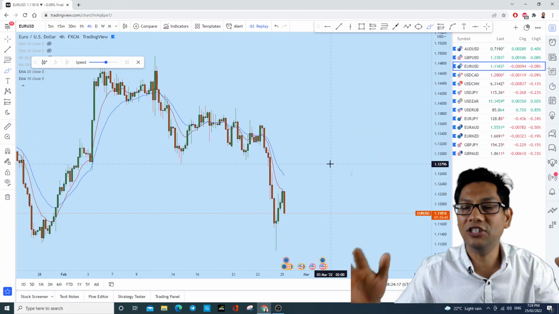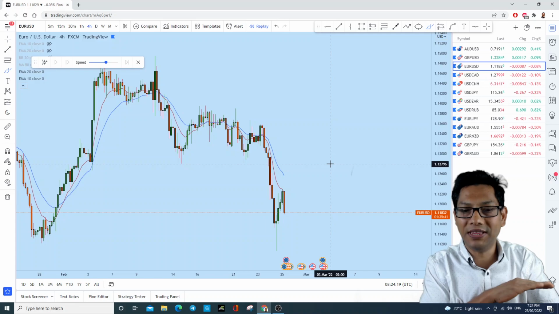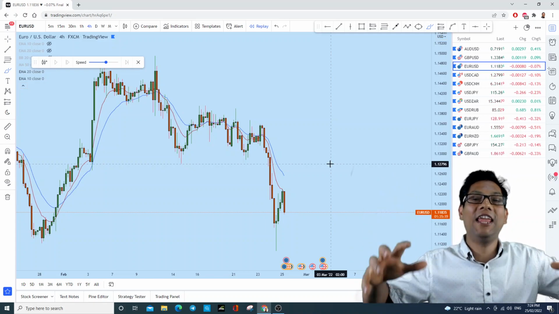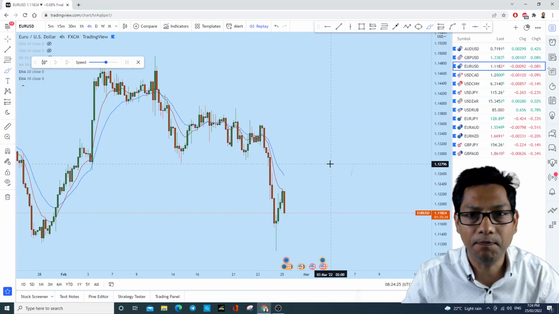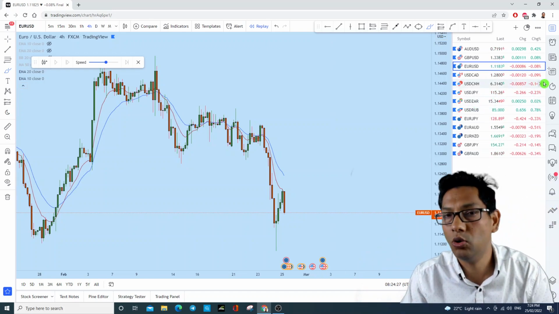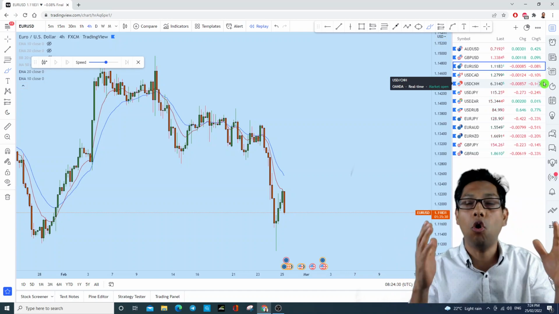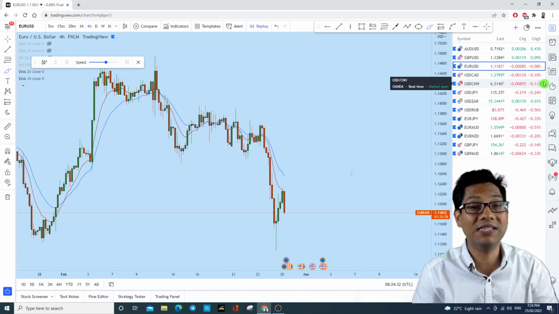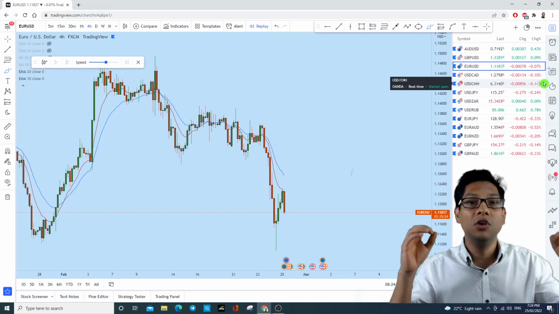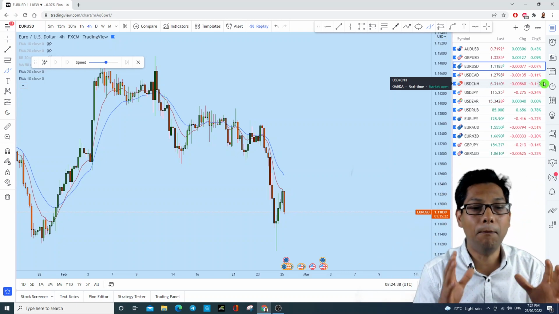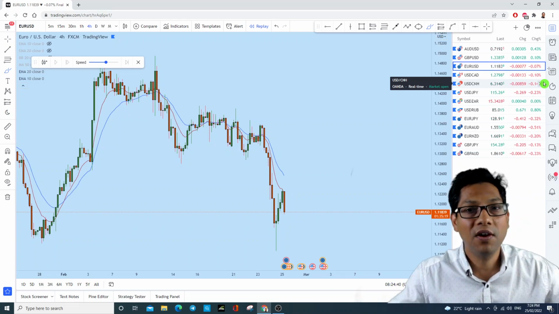Euro dollar and GBP USD is doing the same. Market is highly bearish, so we will have the same setup as GBP USD, Euro USD. Now I'll trade only one. As you can see that all the USD pairs are behaving the same way, so whichever will give me the best setup, I'll do that one.